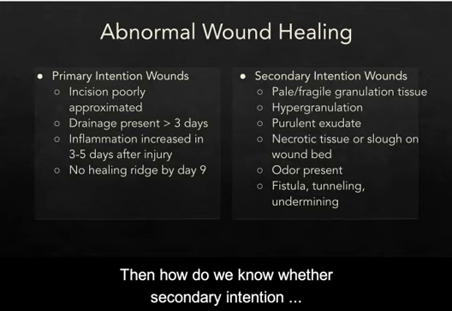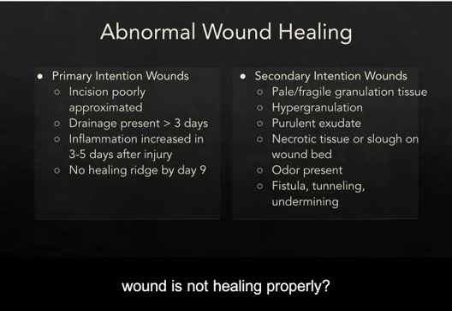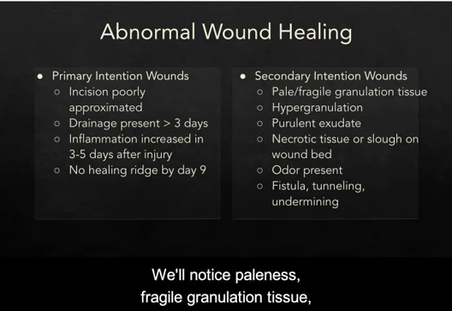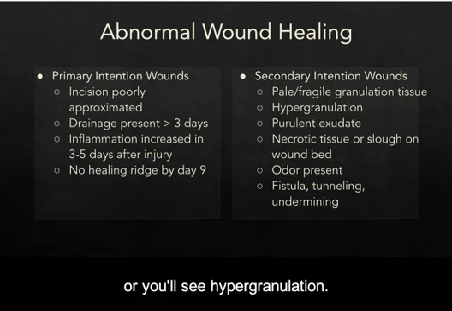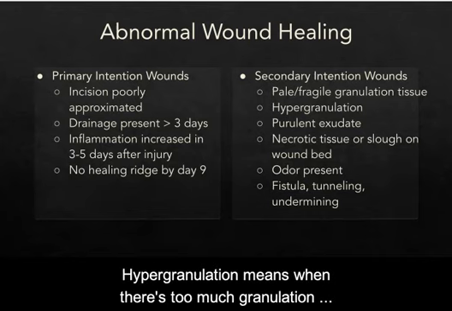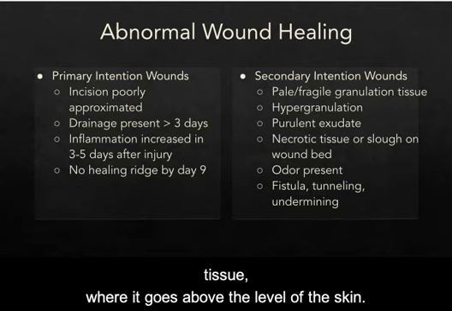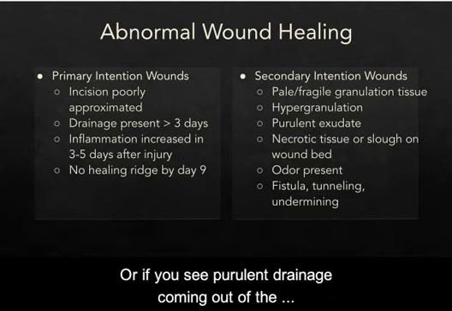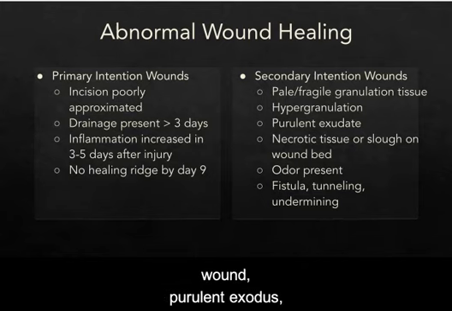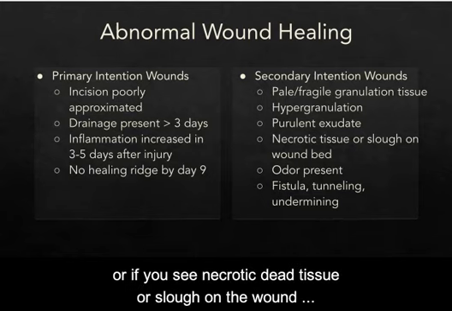Then how do we know whether a secondary intention wound is not healing properly? You'll notice paleness, fragile granulation tissue, or you'll see hypergranulation. Hypergranulation means there's too much granulation tissue, where it goes above the level of the skin. Or you see purulent drainage coming out of the wound, purulent exudate. Or you see necrotic dead tissue or slough on the wound bed.